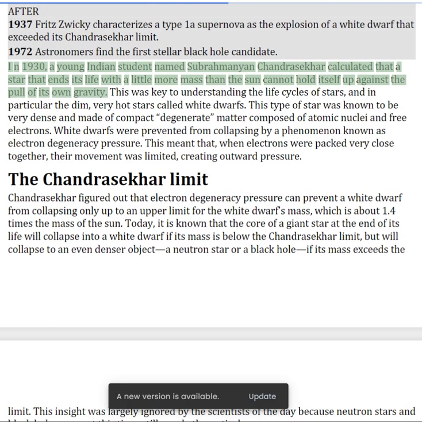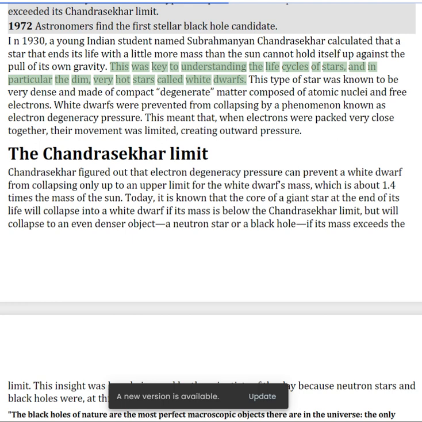In 1930, a young Indian student named Subramanian Chandrasekhar calculated that a star that ends its life with a little more mass than the Sun cannot hold itself up against the pull of its own gravity. This was key to understanding the life cycles of stars, and in particular the dim, very hot stars called white dwarfs.